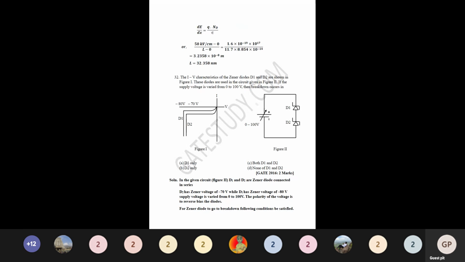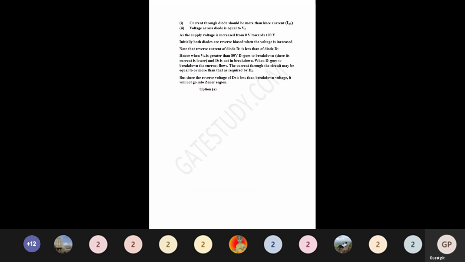In the given circuit, figure 2, D1 and D2 are Zener diodes connected in series. D2 has a Zener voltage of minus 70 volt, while D1 has a Zener voltage of minus 80 volt. The supply voltage is varied from 0 to 100 volt. The polarity of the voltage is to reverse bias the diodes. For a Zener diode to go to breakdown, the following conditions must be satisfied: the current through the diode should be more than the knee current, and the voltage across the diode is equal to Vz.